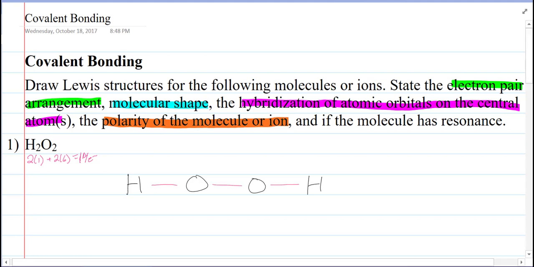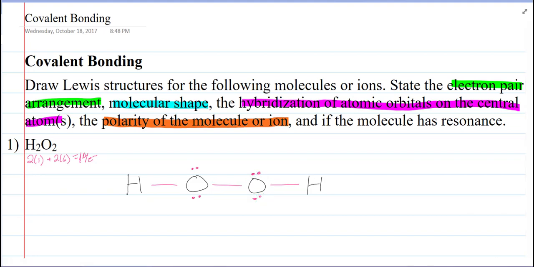2, 4, 6, 8, 10, 12, 14. Is that the best Lewis structure? Well, let's check. 2 for hydrogen, good. 2 for hydrogen, good. Oxygen, 2, 4, 6, 8, good. 2, 4, 6, 8, good. Formal charge, 1, 2, 3, 4, 5, 6, good. 1, 2, 3, 4, 5, 6, has 6, brought in 6, good.